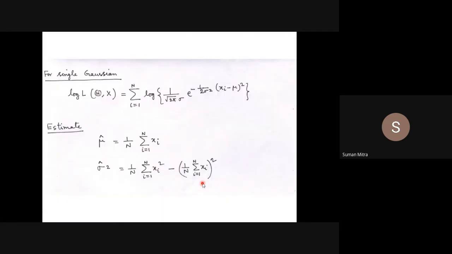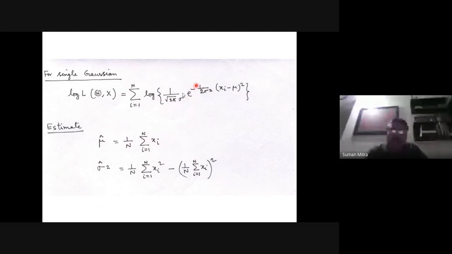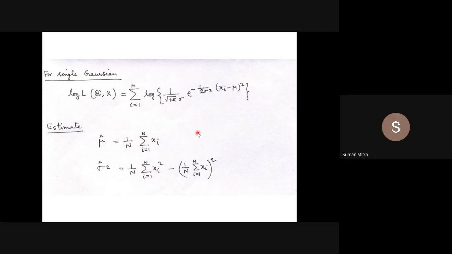This will be the result. I already told you, log of this is a constant, log of this is minus log sigma, and log of this is minus 1 by 2 sigma square (xi minus mu) whole square. Then you take differentiation with respect to mu, equate it with 0, differentiation with respect to sigma square, take it as 0.